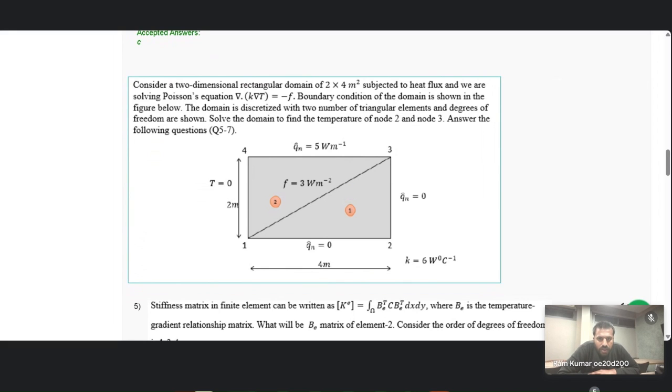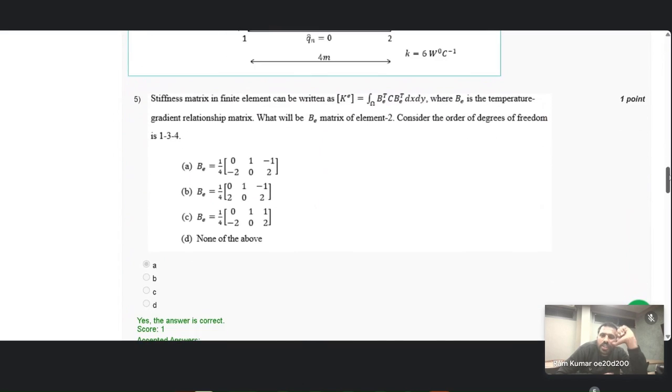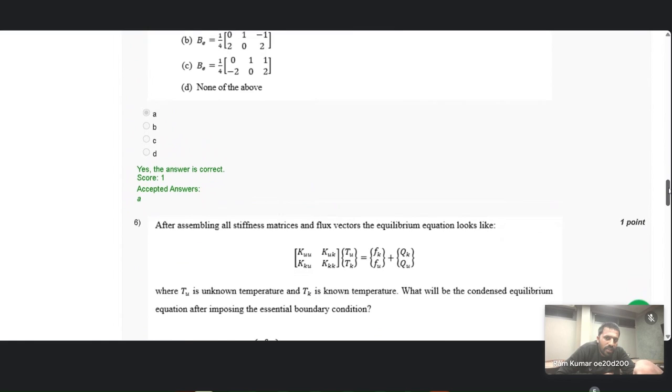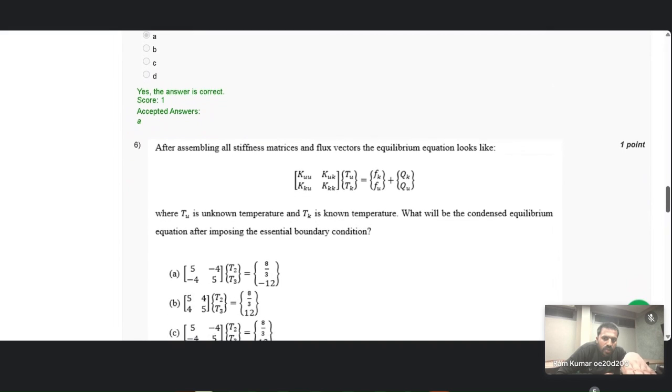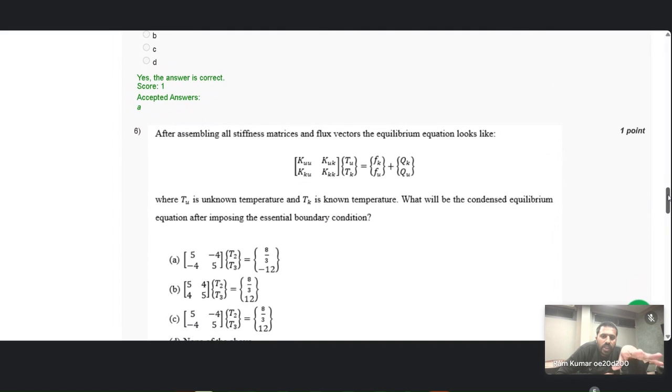Let me take one screenshot for this one. Yes, now go down. See, you got this answer. The question number 5 is okay, but question number 6, the only issue is you are not understanding how to put that boundary condition, right? Yes, sir. From the lectures which I have learned, I tried to do this, but my answer is different from the options given in the question.